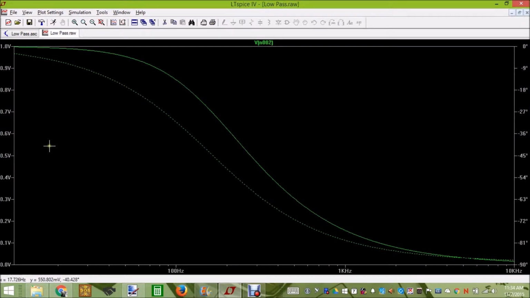Here's the graph of the simulation. We start out very close to 1 volt, and you can see it drops down continuously as the frequency increases and starts to level out and will eventually become 0 as omega tends toward infinity.